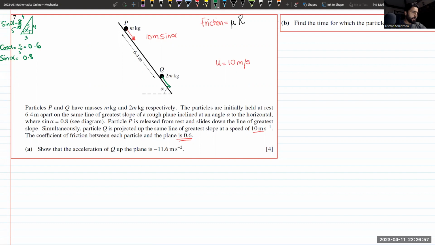For now, we are incorporating a lot of different people here. So the weight acting down is 20m sine of alpha, mg. 2m is the mass, times 10 is 20m sine alpha, the weight component acting down. They show that the acceleration of Q up the plane is negative 11.6. Now, when something is projected up, there is no other force acting on it other than its weight and the friction. Friction always opposes motion. So friction's direction is also going to be downwards.